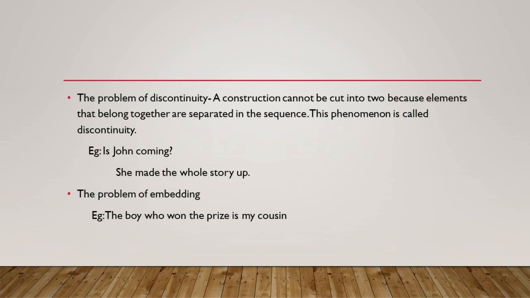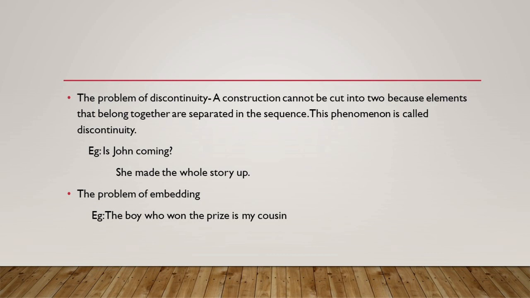Let's talk about the next disadvantage, the problem of discontinuity. Now, a construction cannot be cut into two sometimes, because words or units that go together may be separated in the sequence. Now, this phenomenon is what is called discontinuity. For example, you have an interrogative sentence like, is John coming? Now, this is a variation of the sentence, John is coming.